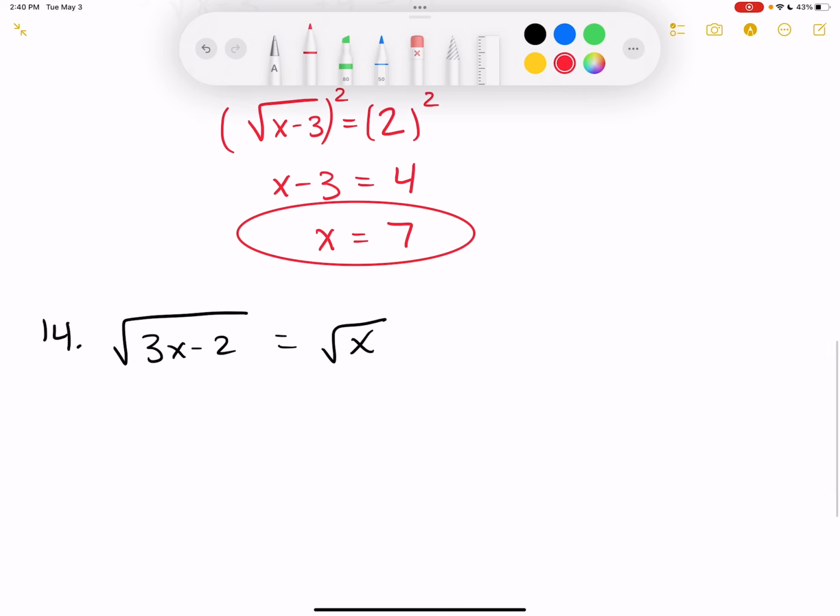It's not too crazy. It's a little crazy, but it's not too crazy. We're going to be left with 3x minus 2 equals x. Alright, so now hear me out. We're going to add the 2 to the x.